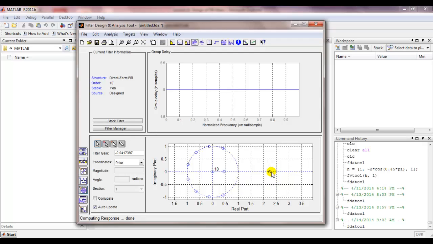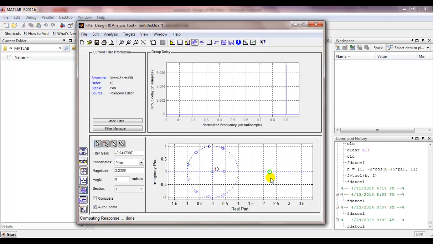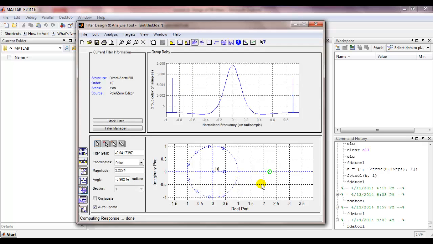Okay. If I go and look at the distance, this 0 is at 2.2388 and this 0 is at 0.44668. So they are about reciprocal of each other. I think when I clicked on this, I moved this 0 a little bit. But if I now start moving this 0, you see that since these two zeros are no longer reciprocal, my group delay is no longer a constant. I no longer have a linear phase filter.